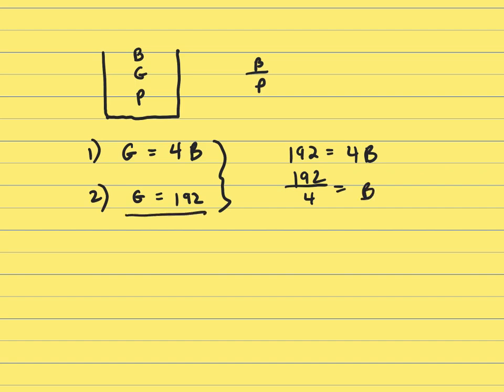So we know green is 192 and we know blue is 192 over 4. And we know that there's a total of 256. There's only green, blue, and purple. So if you take 256 and subtract off the number of green and subtract off the number of blue, you would be left with the number of purple. So your answer is C.